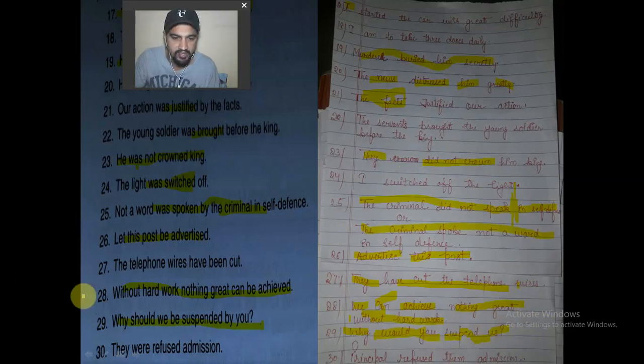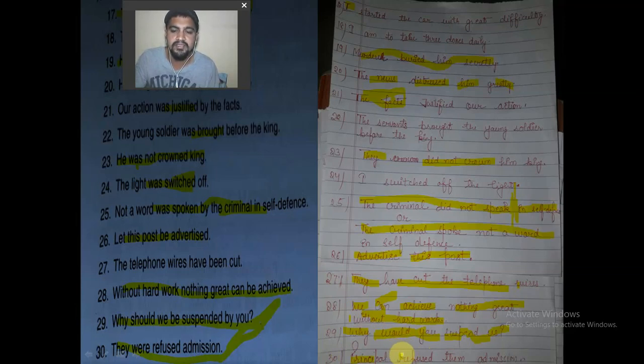Then the interrogative sign. Then the last statement: they were refused admission. They were refused admission. Now obviously the principal can refuse admission, or somebody from the management side can refuse admission. So I've used the word principal. Principal refused. Why is refused used? Were refused means past passive.